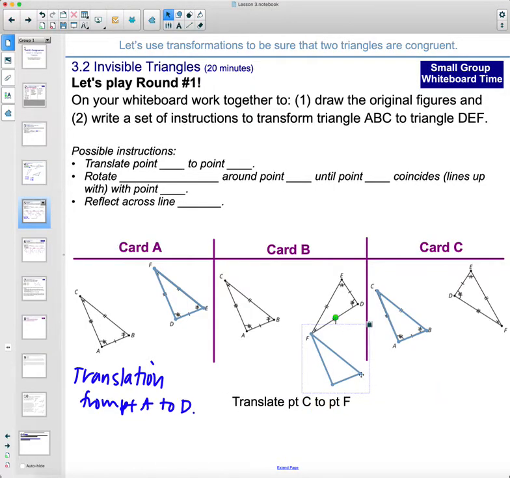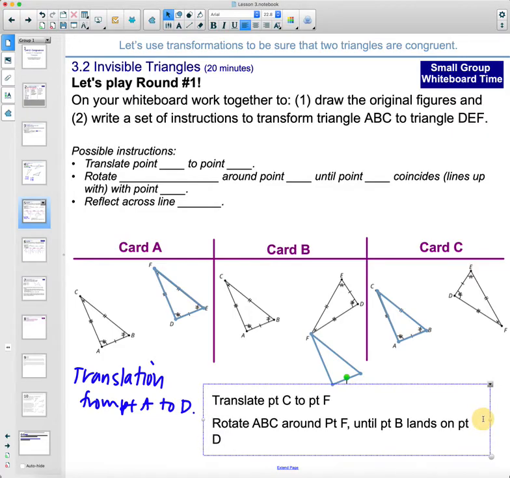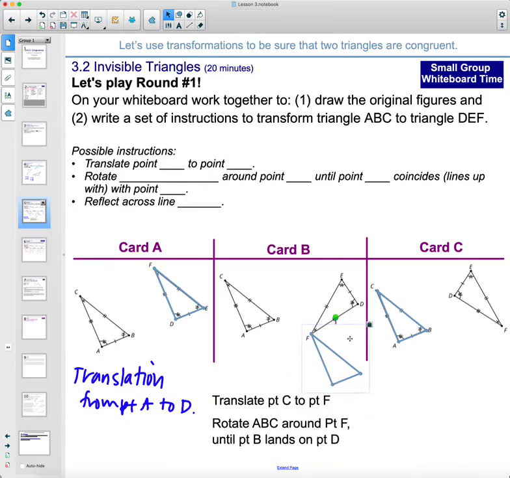So now it looks like I'm going to need to rotate. Okay, and remember this point right here is B, so now I'm going to rotate triangle ABC around point F until, and you can pick what you want. Do you want A to land on E or D to land on B, whichever you want. B to land on D. So I'm going to do until point B lands on point D. So then you just take and rotate this, keeping F in the same spot.